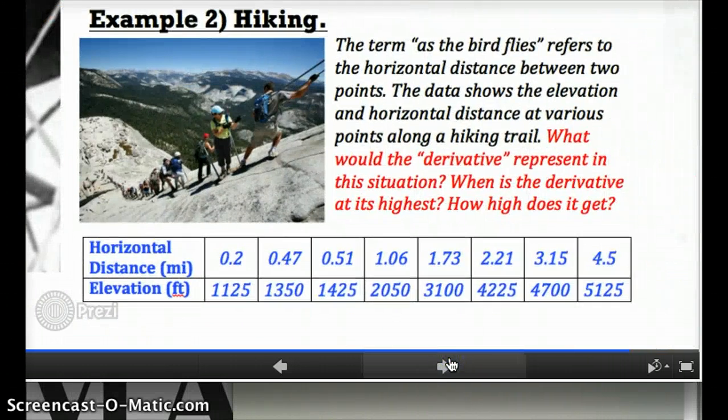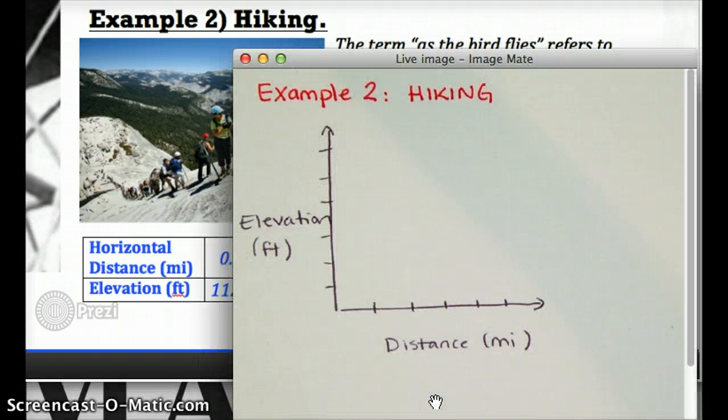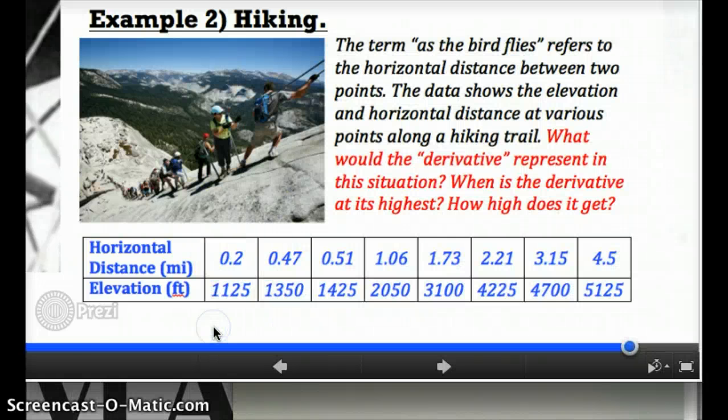Here's another example, and this one's about hiking. Take a moment to read the example, and then plot the data here on a simple graph. Now, I know you haven't read the example yet, but I want you to pay close attention to how your units should look for the y-axis. Go ahead and create your graph.